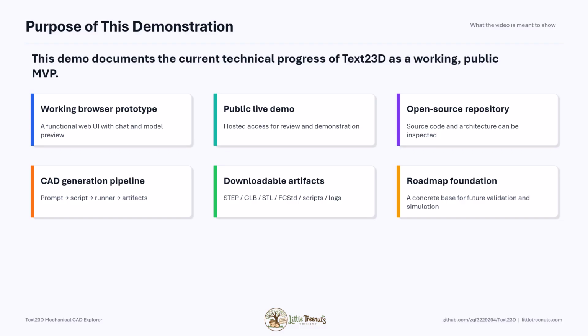Next, I will introduce the purpose of this demonstration. This demo documents the current technical progress of text-to-3D as a working public MVP, which includes a working browser prototype, the public live demo, the open source repository, the CAD generation pipeline, the downloadable artifacts, and roadmap foundations.